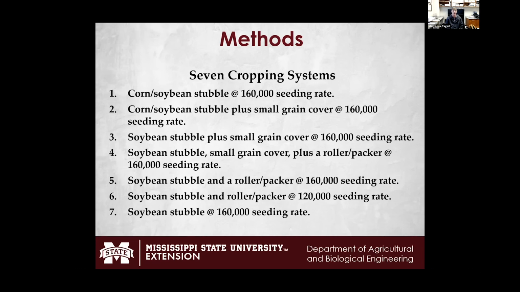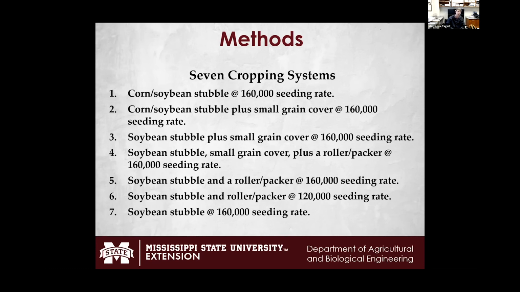that looked at seeding rate and how it might affect iron chlorosis, and it suggested that at a higher seeding rate, you may be able to make up for some of the symptomology you may see in the year and protect some of that yield. So that's the reason the 160,000 seeding rate is in there. And then we also had our normal seeding rate at 120,000 in these cropping systems.